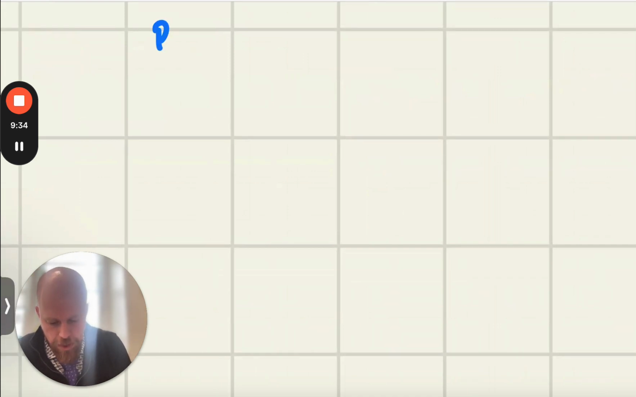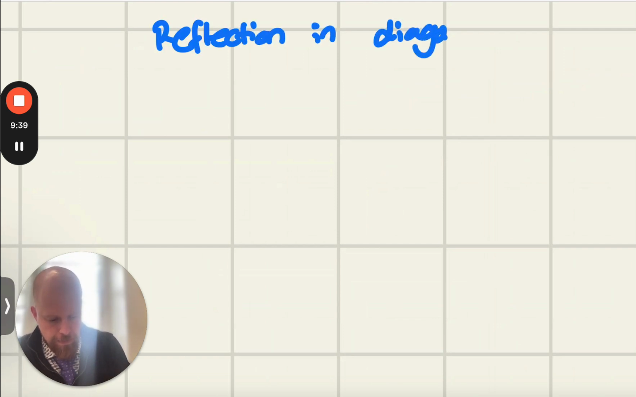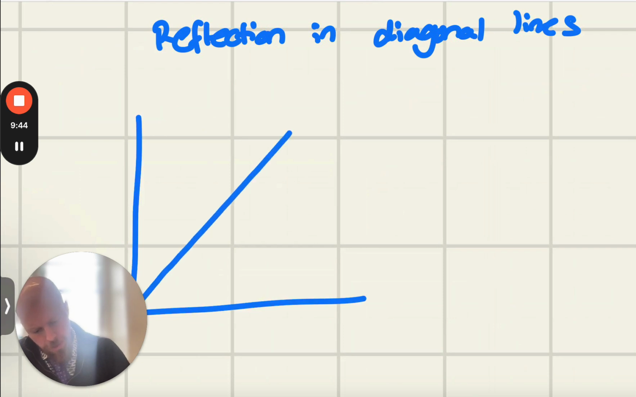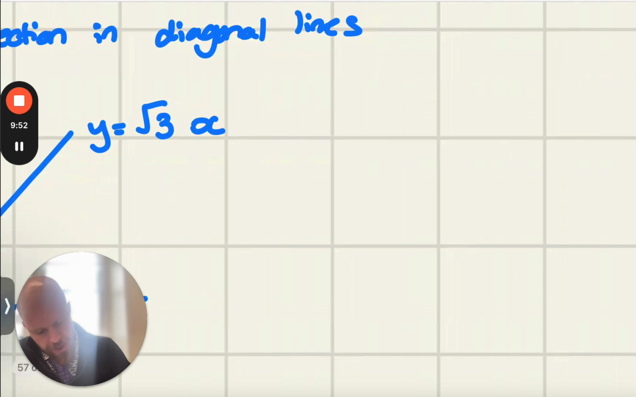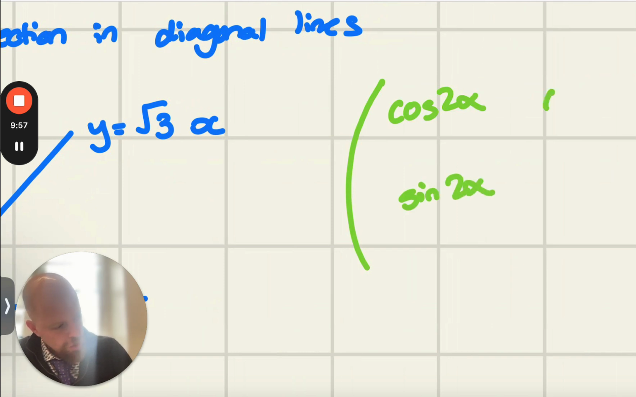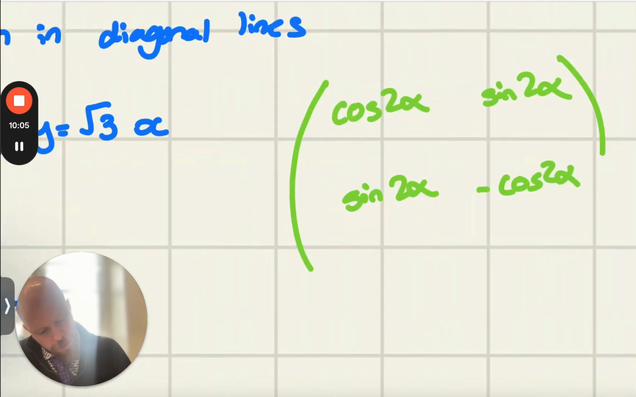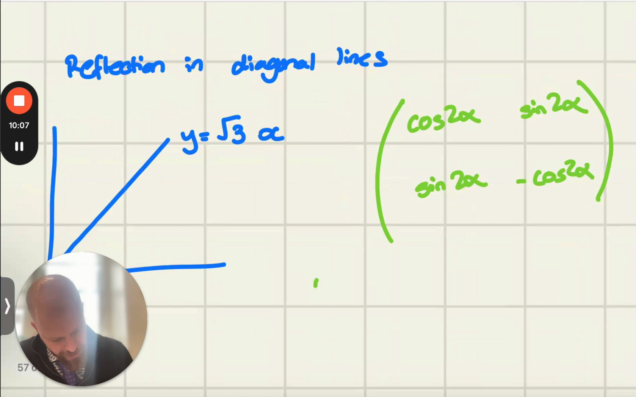You also need to know about reflections in diagonal lines. So let's take an example. Let's say I wanted to reflect a point in the line y equals root 3 x. Now, for various reasons you don't need to know for the course, the matrix is given by cos 2 alpha, sine 2 alpha, sine 2 alpha, minus cos 2 alpha. And that is where the line is y equals tan alpha times x.